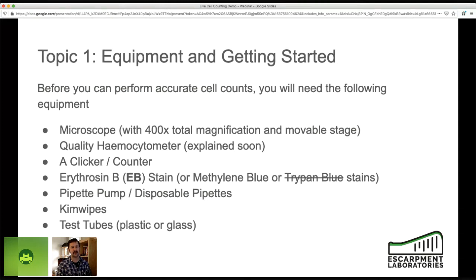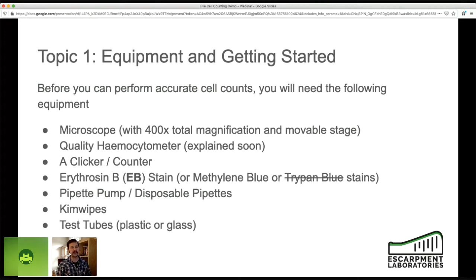A quality hemocytometer, which we'll be talking about soon, and a clicker or counter. You can use a counting app. Those do work. They're not great, and sometimes you can miss hitting them. If you do want to use a clicker app, there's a bunch on the various phone app stores. But you can get a hand clicker, like one you'd use for counting people entering a business, for about $20.